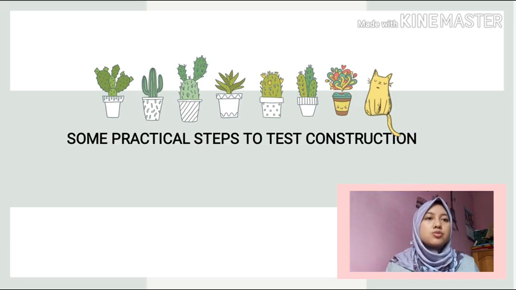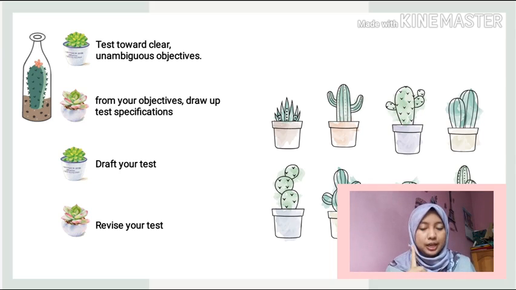And the next point is some practical steps to test construction. The first step is to state clear, unambiguous objectives. So to design a test, we need to make sure the student actually performs the objective criteria that the test is designed to assess, and avoid the student saying after they have taken the test that they do not see the relationship between the test and the material that they have learned.